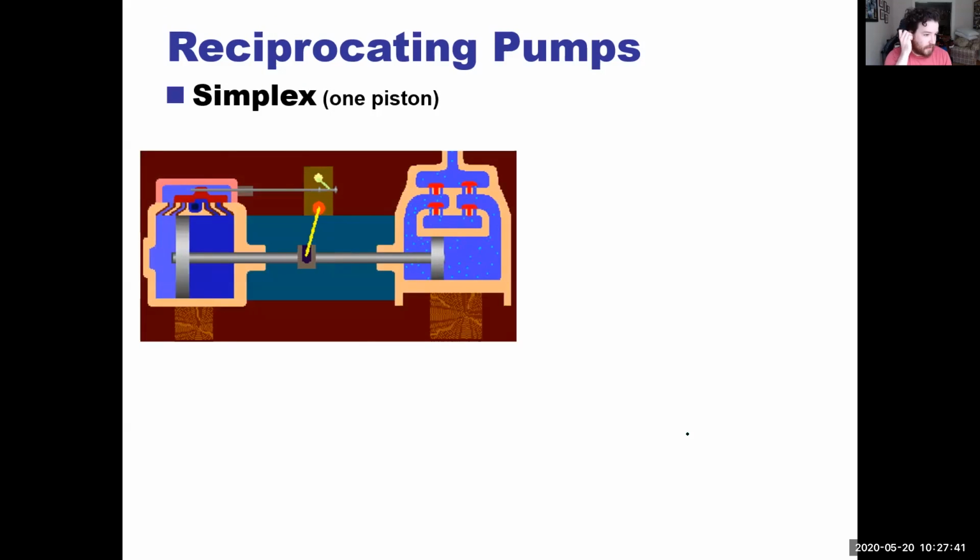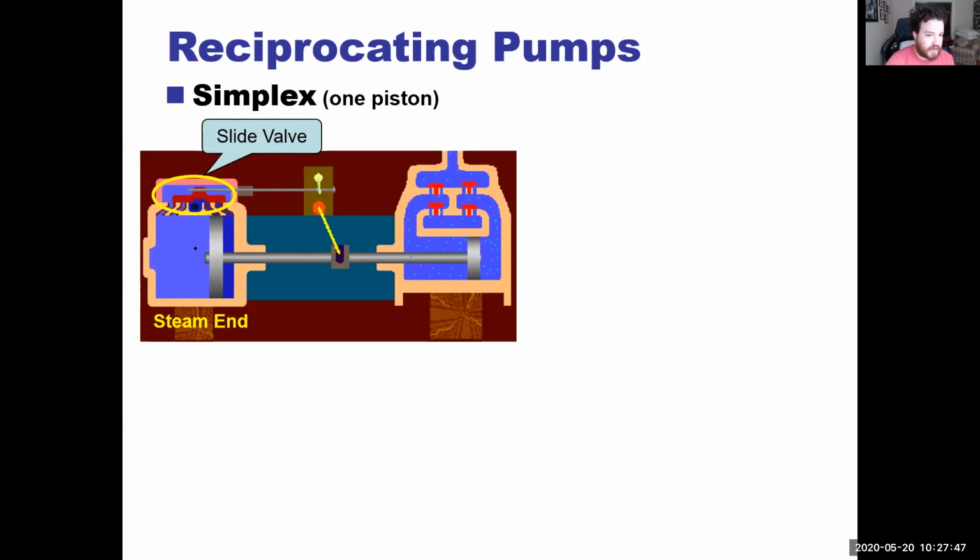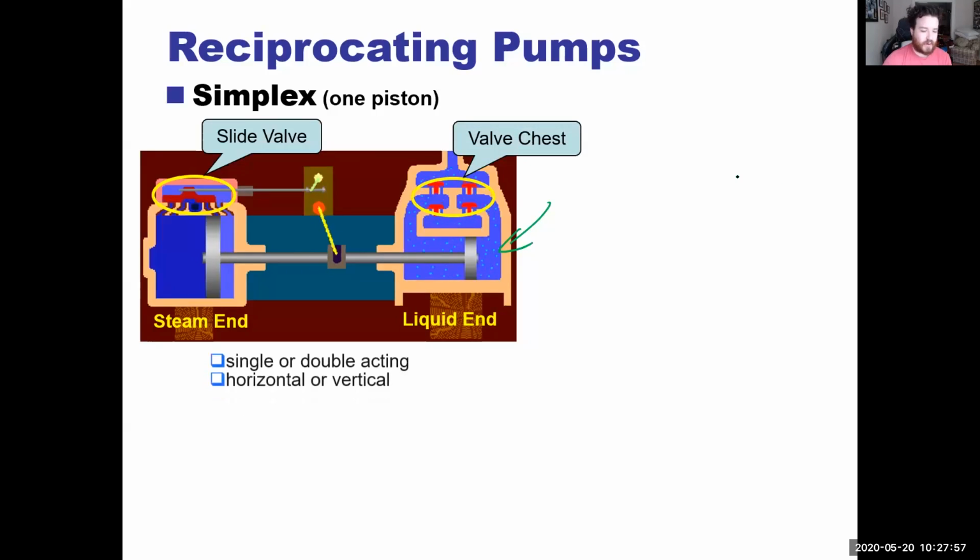So with reciprocating pumps, we have a simplex. It's one piston. This side is our steam end. That is what's going to be driving it. And then this is our wet end, or our liquid end, over here. You can have these in single or double acting, vertical or horizontal.